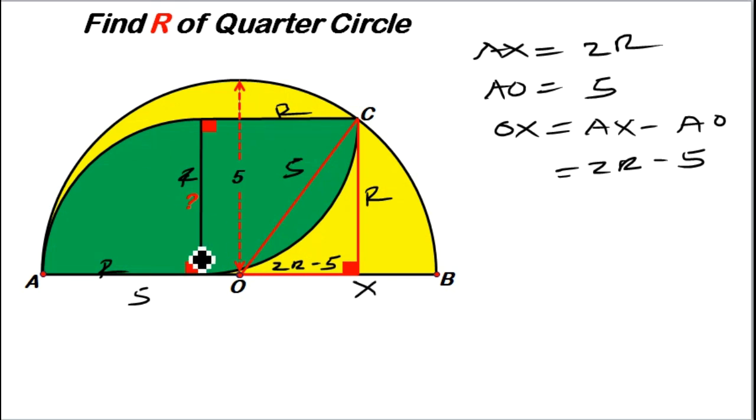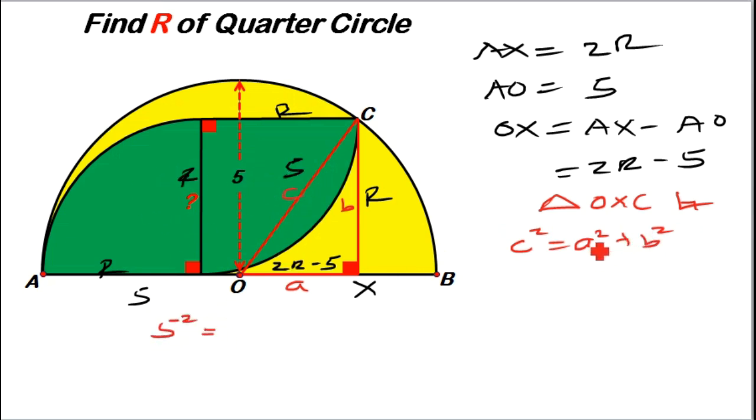Now if you look at triangle OXC, that triangle OXC is a right angle triangle. So if it is a right angle triangle, we can use Pythagoras theorem. When we know the two shorter sides are A and B, then the longer side is the hypotenuse C. So according to Pythagoras theorem, we have C squared is equal to A squared plus B squared. So if you do the substitution, C is 5. So we are going to get 5 squared is equal to A, A is 2R minus 5. That is going to be 2R minus 5 squared. Then it is plus B squared, and our B is R. So it is going to be plus R squared.